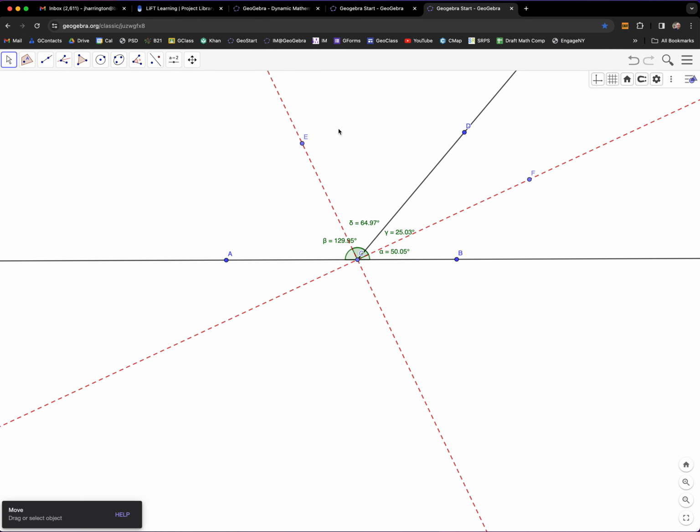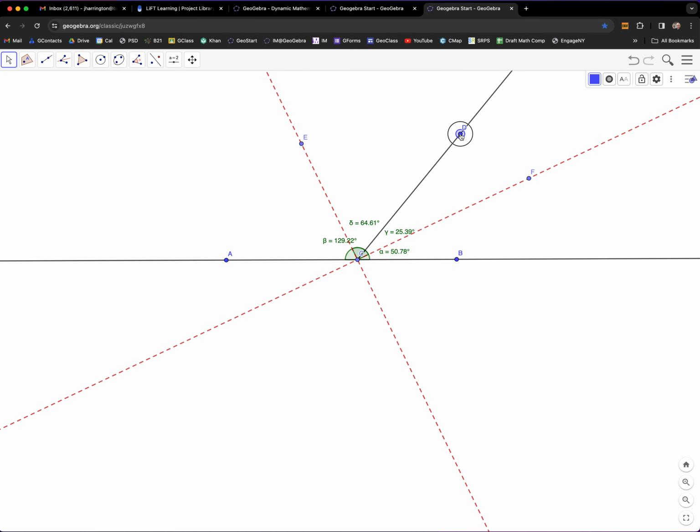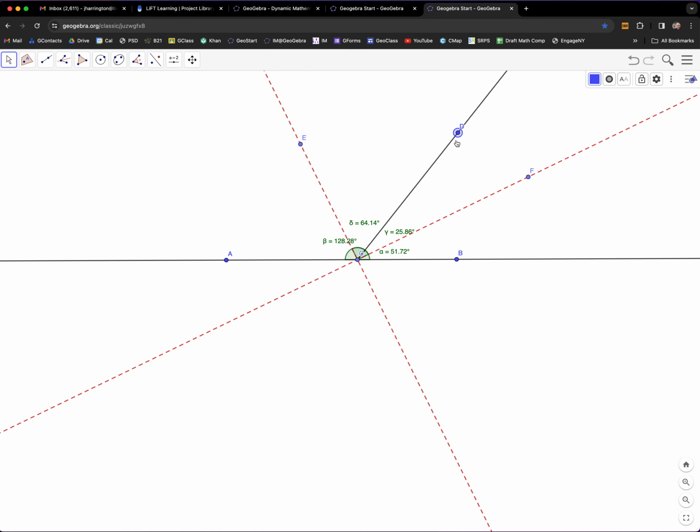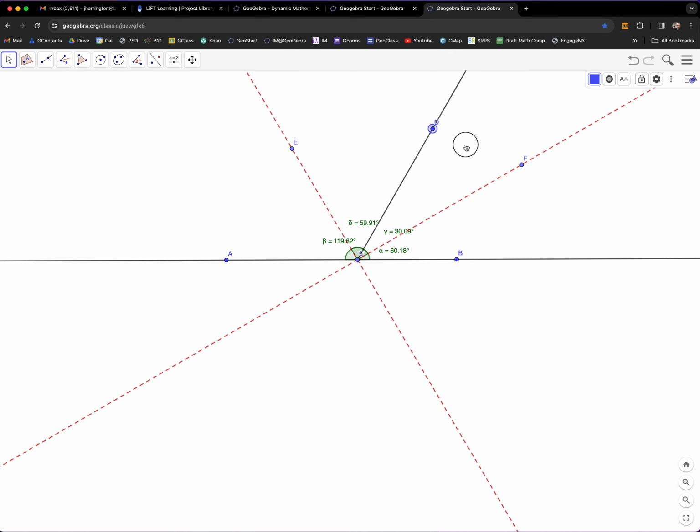Well, it shouldn't be all that surprising, considering that things don't change as we move them, right? This big angle, F, C, E. And also, isn't it half of the pieces? So as this piece gets bigger, this piece gets smaller. As this piece gets smaller, this piece gets bigger. Right?